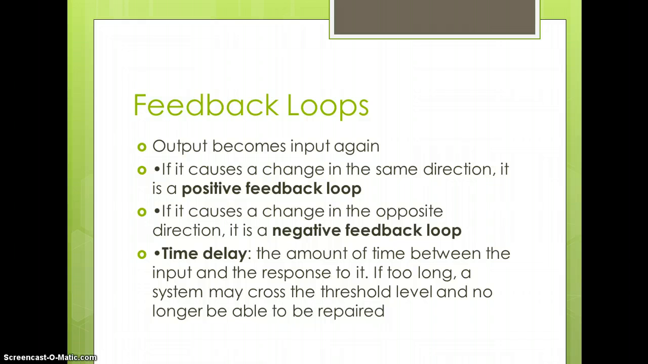If the output that goes back in causes a change in the same direction, it's called a positive feedback loop. This type of feedback loop amplifies the output of the system, makes it bigger and bigger and bigger. An example of a positive feedback loop is the human population. The bigger it gets, the more people there are to have children, which makes the population even bigger. So it's like a vicious cycle.